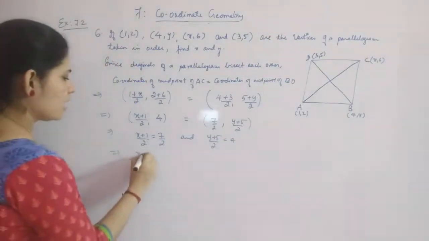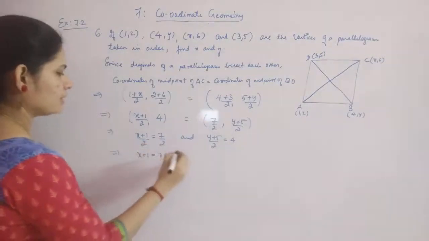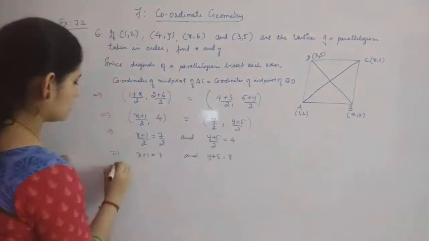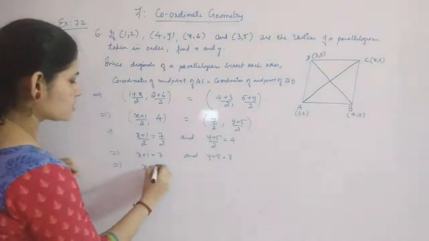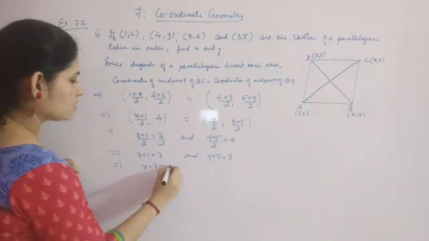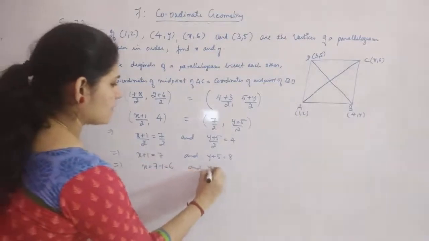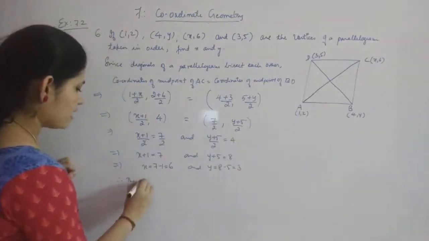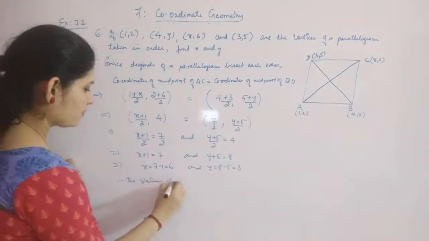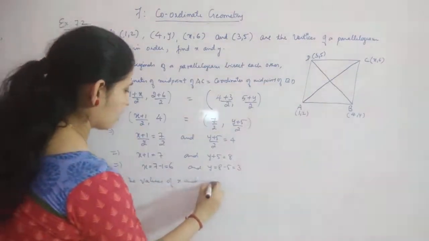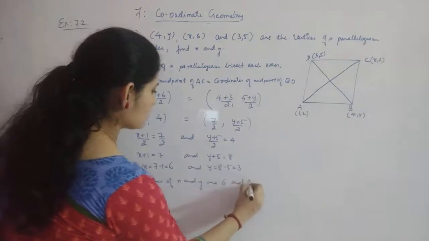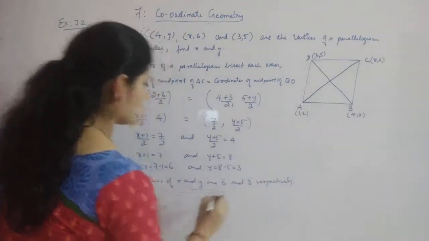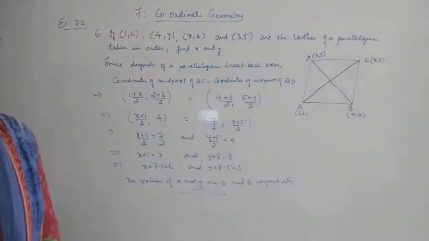This will give you x plus 1 is equal to 7 and y plus 5 is equal to 8. That is, x is equal to 7 minus 1, which is 6, and y is equal to 8 minus 5, equal to 3. Therefore, the values of x and y are 6 and 3 respectively, or you can say x is equal to 6 and y is equal to 3.